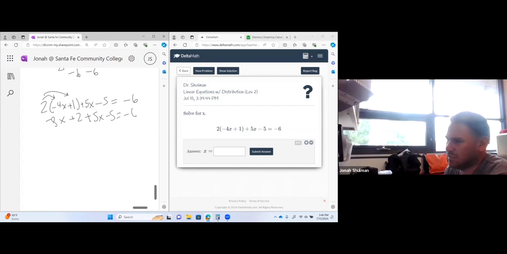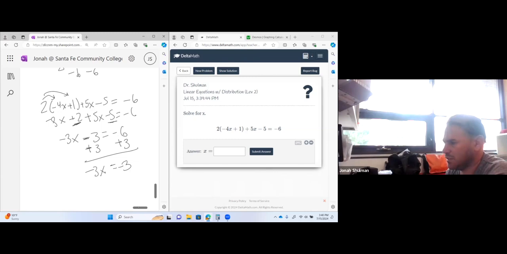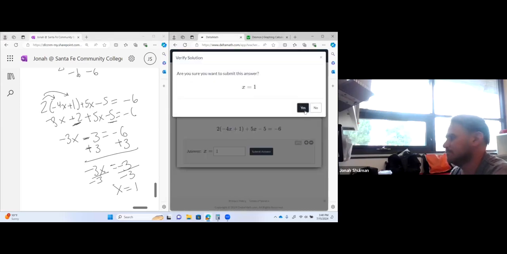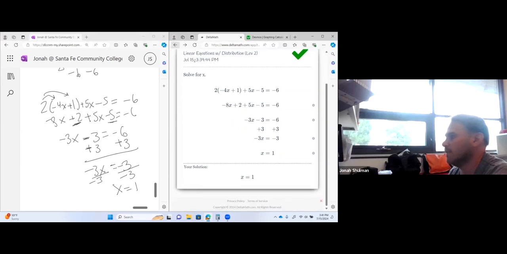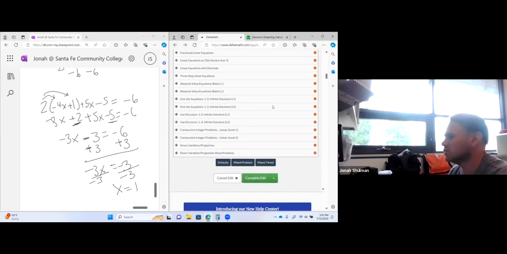Let me put my like terms together first. So negative 8 and positive 5 is negative 3x. 2 and negative 5 is negative 3 equals negative 6. I'm going to add this to both sides. Negative 6 plus 3 is a negative 3. And a negative 3x divided by negative 3, x is just 1. If you want to show your student to plug in the 1, that'll work. That'd be nice too. All right, so that was kind of tough.